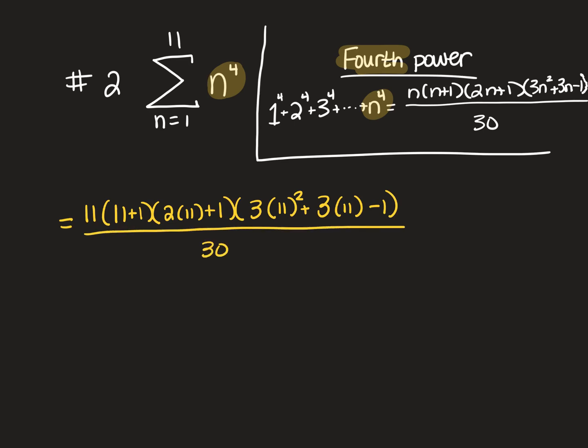Now, I would recommend we do a little bit of simplifying before we try to type this into our calculator. So we have 11, okay, and then 11 plus 1 is 12, and then we have 2 times 11 plus 1, so that's 22, plus 1 is 23, times, okay, now this might be a little bit more simplification, but we have 11 squared times 3, so 121 times 3 would be 363 plus 33 minus 1 all over 30.